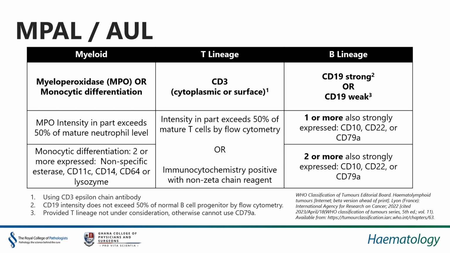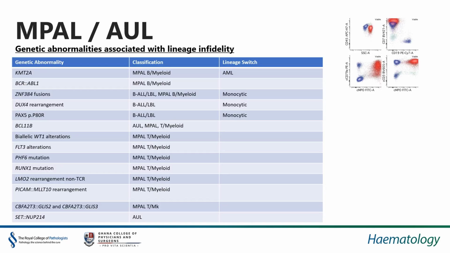Now, when we look at the genetics, there's an increasing variety of molecular and genetic abnormalities that have been described in these cases of this ambiguous lineage, and often associated with particular lineages or immunophenotypes. However, immunophenotypic features in acute leukemia may change over time, or they can also change under the influence of therapy.